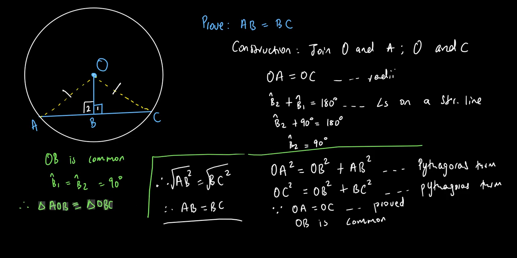It's a side, it's the right hand side. Sorry, not right hand side. Right angle, hypotenuse, and a common side. The hypotenuse are equal since OC and OA are equal. There is a side that is equal, which is the OB that is common. Then there is a right angle, which is B1 and B2, which are equal. So that proves congruency. And therefore, from congruency, you simply say AB should be equal to BC.